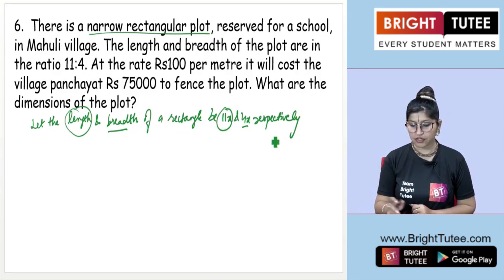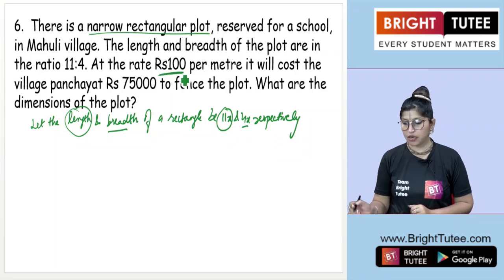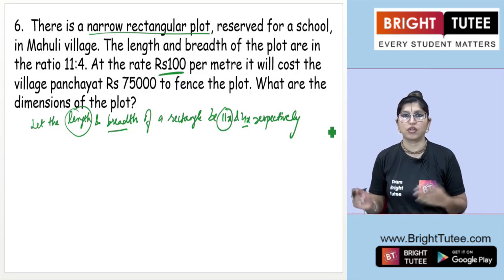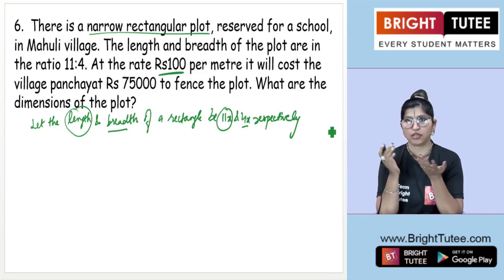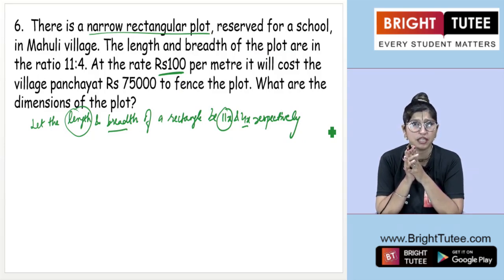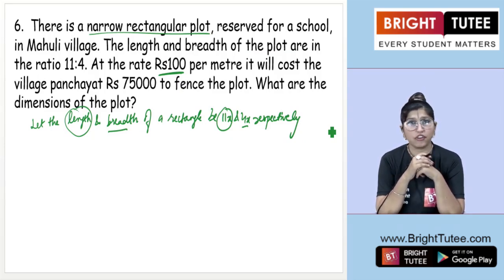So at the rate of rupees 100 per meter, it will cost the village panchayat rupees 75,000. So let's say, I'm just giving an example, if you have a perimeter of 10 meters and per meter the cost is 100 rupees, what will be the total amount? We will be multiplying 10 by 100, which will be 1000. We will be doing the same thing over here.